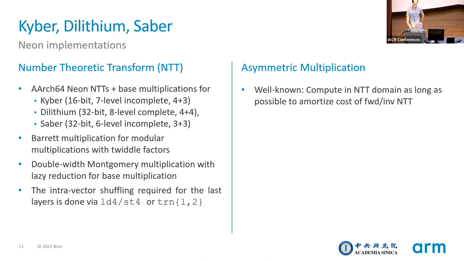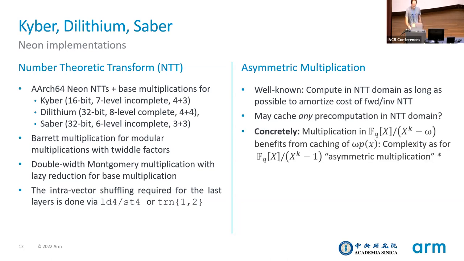Okay. Next trick-ish is that it's well known that to amortize the cost of the NTT, you should compute in NTT domain as much as you can. So better go into NTT domain once, do your stuff, multiply, add whatever, and then go back rather than going back and forth all the time. And you can do this because it's an isomorphism. But you can go one step further by saying that any pre-computation that I have to do on my data in NTT domain before I can operate with it, if I use this operand multiple times, I might as well cache the pre-computation. It's clear.